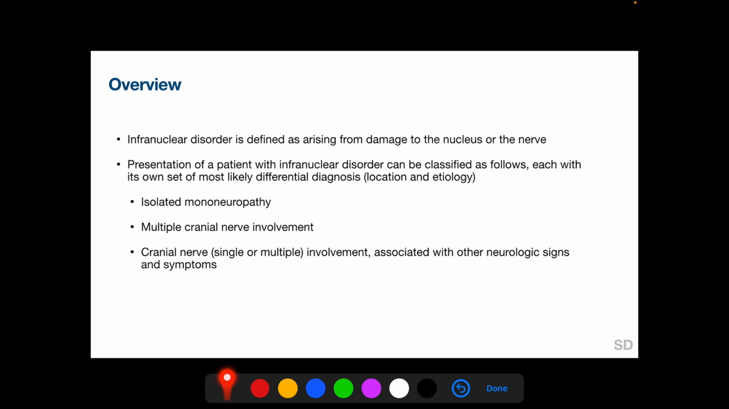In addition, the adjacent cranial nerves, cranial nerve 5 and cranial nerve 7, may also become involved. And the third pattern is a cranial nerve involvement, either single or multiple cranial nerve involvement, but associated with additional neurologic signs and symptoms. And identification of any one of these patterns helps us to narrow down our differential diagnosis with respect to the location and the etiology of the lesion.